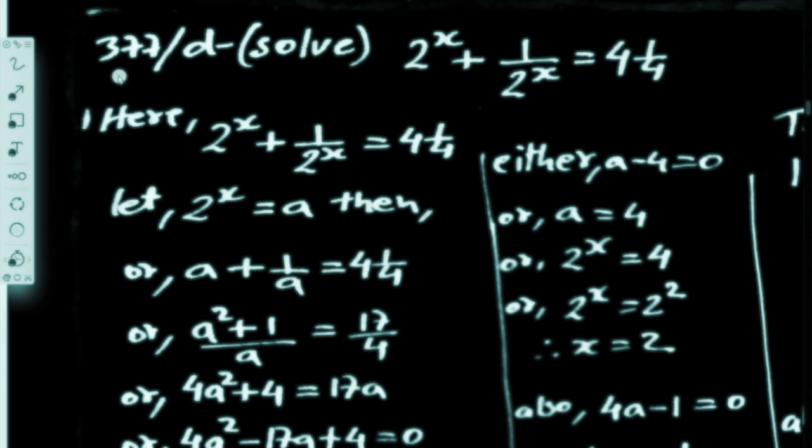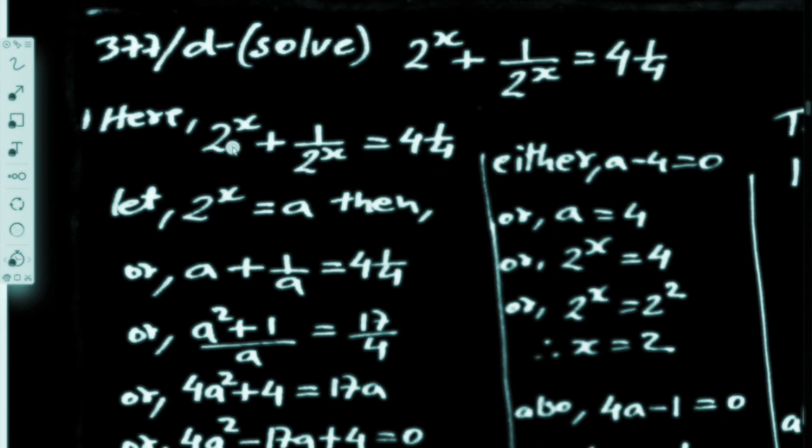Next equation given here is question number 377 by D, to solve. Solve means the equation should be solved. Now here, our given equation is 2 power x plus 1 by 2 power x equals 4, 1 by 4. To solve this equation and get the value of x, we have 2 power x plus 1 by 2 power x equals 4, 1 by 4.